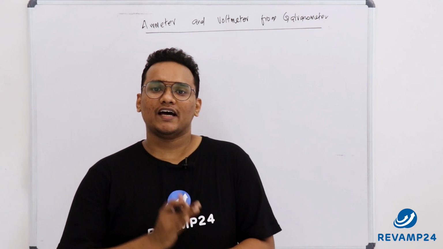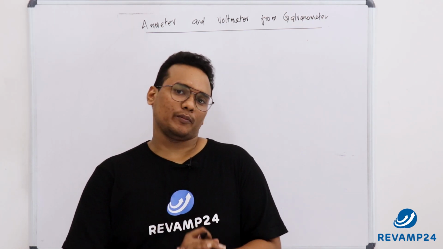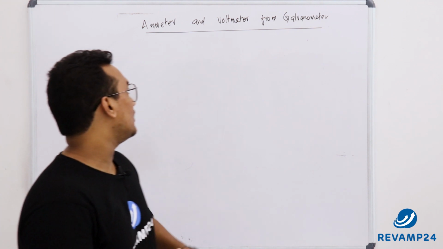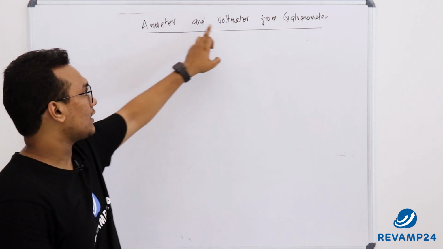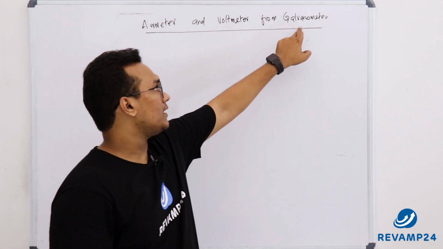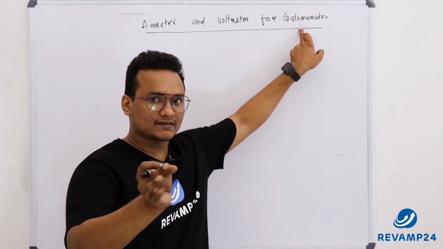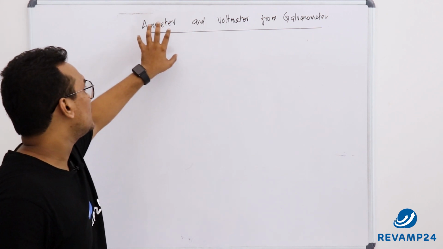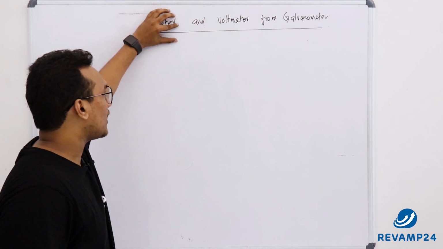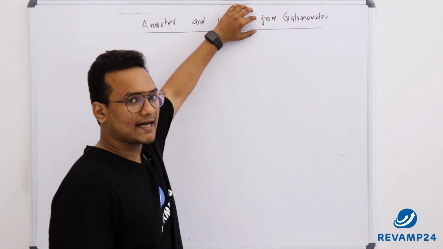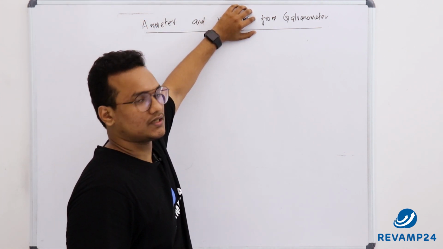In the last video, I explained the working of a galvanometer. So in this video, I will explain how we can use a galvanometer as an ammeter and voltmeter. See, the galvanometer's application is to detect the presence of current, but we need the same galvanometer to measure the exact value of current and the exact value of potential difference.